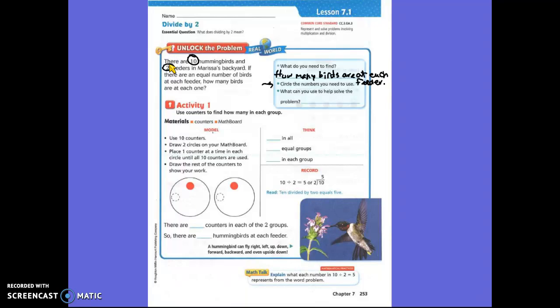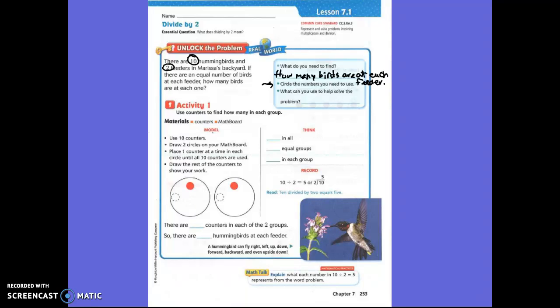What can you use to help us solve the problem? How do we solve division problems? Think of a way to solve it. What ways can we solve division problems? We put them in equal groups. We can put them in equal groups, or we could draw an array. A number line. Repeated subtraction. Yes, we could do all those ways.